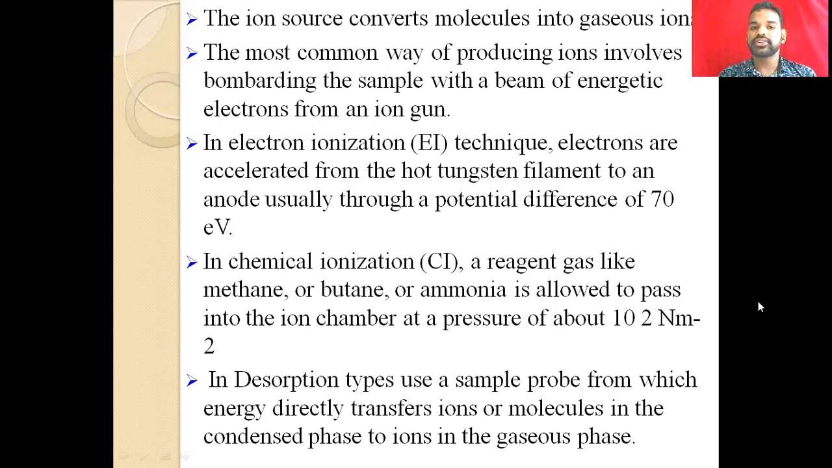And then electron ionization, EI for short. In this technique, electrons are accelerated from a hot tungsten filament to an anode, usually through a potential difference of 70 eV. So in electron ionization they are using tungsten at 70 electron volts, which accelerates the ion movement here.